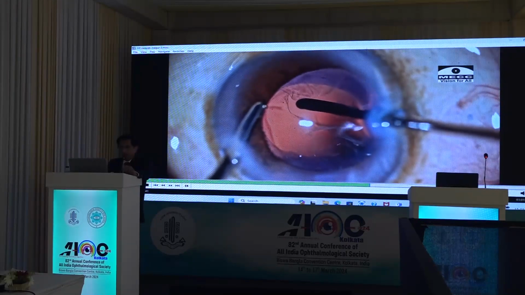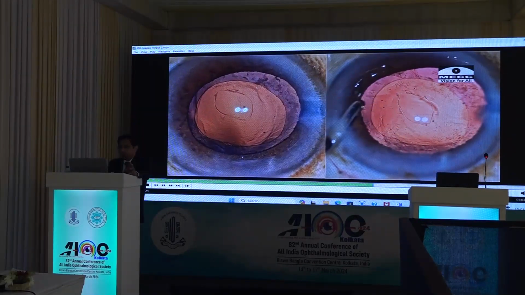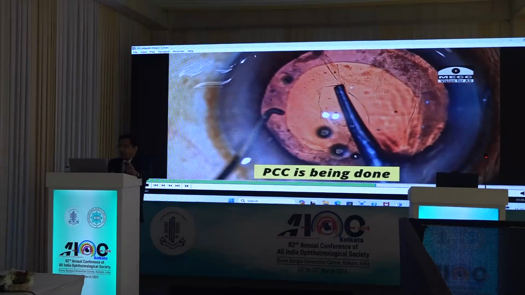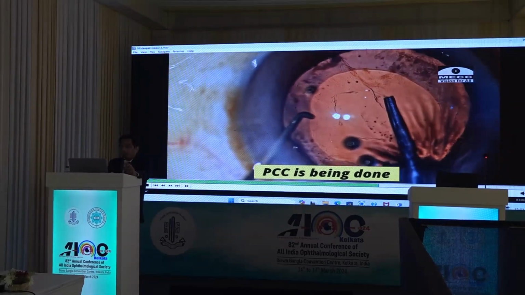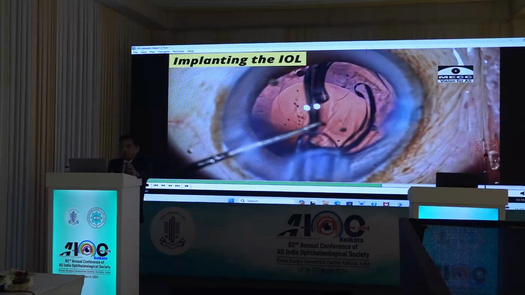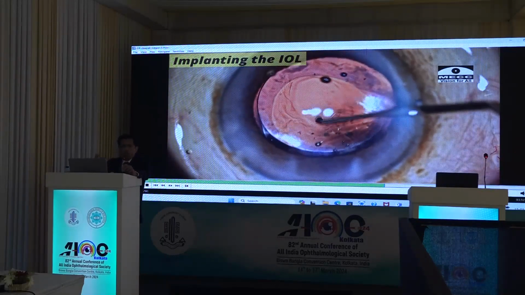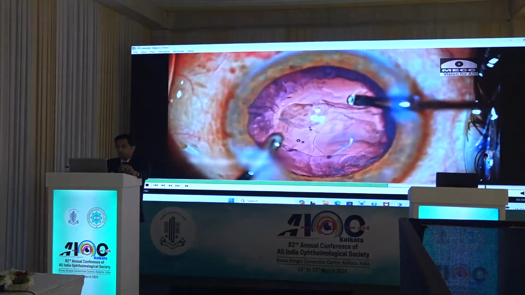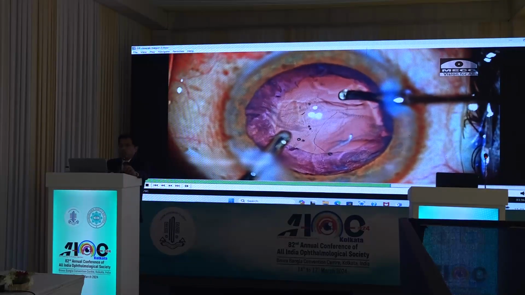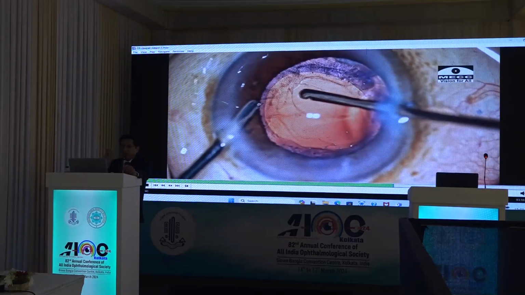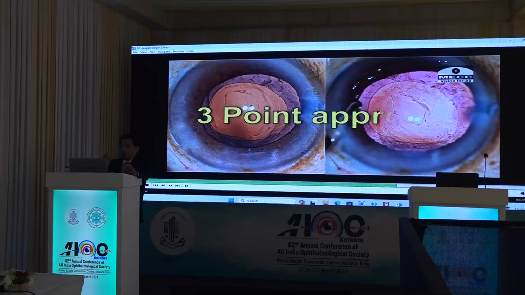So once you're done with that, you're going to turn the port sideways and then anteriorly. At this stage, after doing the vitrectomy, the tear continues to remain the same. Then you're going to do a PC tear, the rhexis. The advantage of doing the rhexis is that while implanting your lens, the tear does not enlarge. That's the reason why we have to do it.